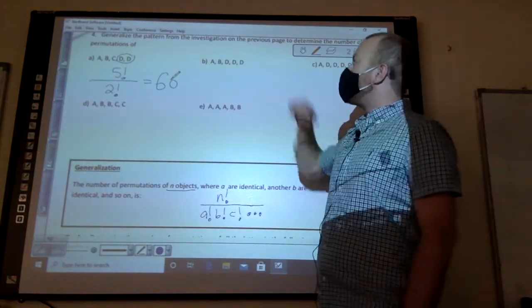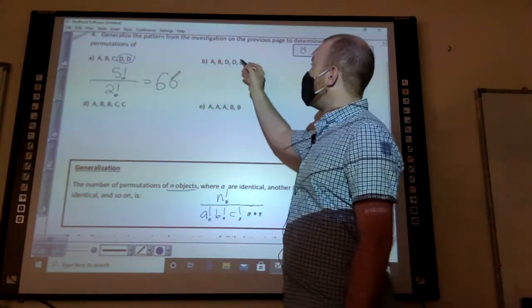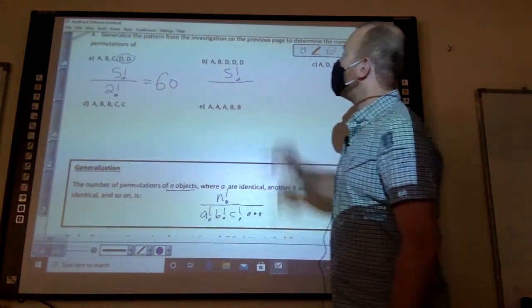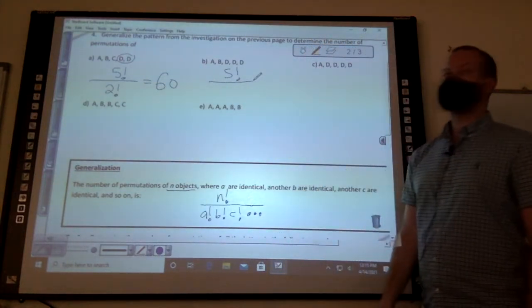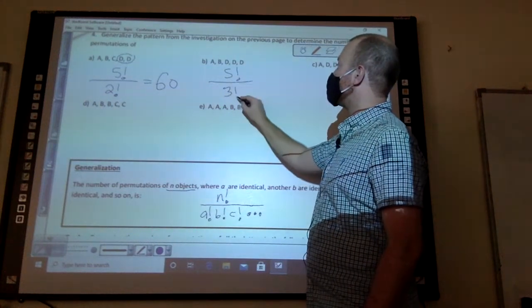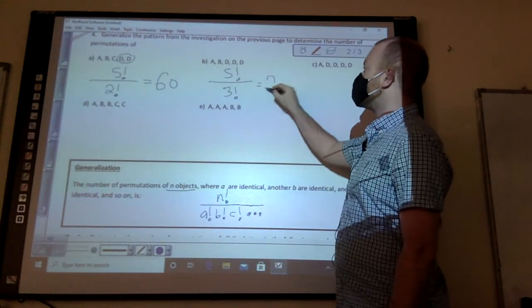So let's try B. You got 60? Perfect. B, again, we've got 5 items total. How many repeats do I have in this case? 3. So 5 factorial over 3 factorial. Again, you can plug that in. You should get 20.